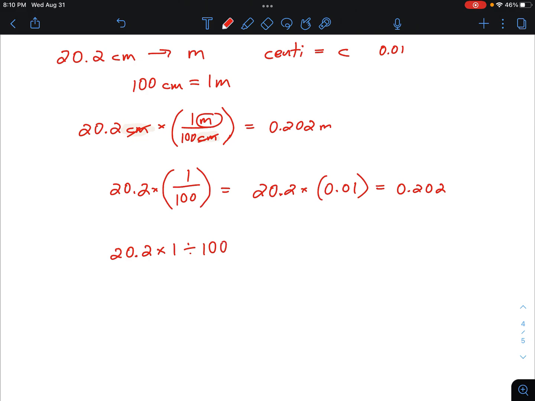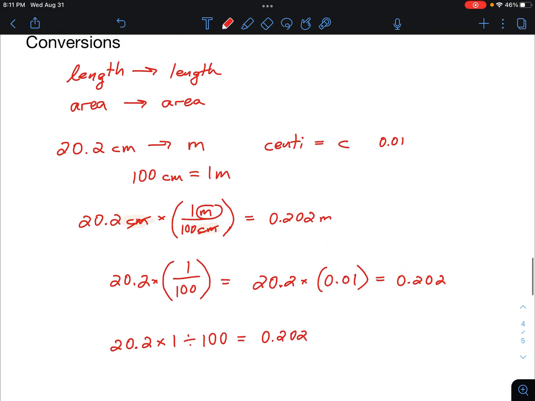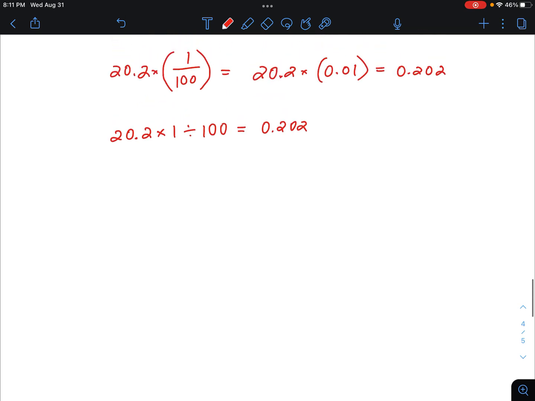So notice that I'm just sort of reading this equation from left to right. 20.2 times, and then I go to the numerator, 1 divided by 100. And if I do 20.2 times 1, that's 20.2. And then I need to divide that by 100, and I get the same answer. Okay, so I want to make sure that you're familiar with how that math works so that these conversion factors maybe aren't as intimidating. So I just want to work through some more examples, and you're welcome to turn this off whenever you have enough examples. I'll work through 3 or 4 examples for you.